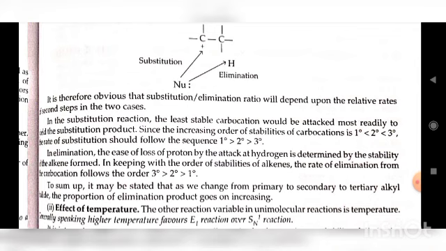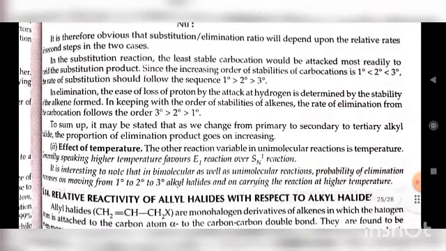In substitution reactions, the least stable carbocation would be attacked more readily in the substitution process, since the increasing order of stability of carbocations is primary, the least stable, then secondary, and then tertiary, the most stable. The rate of substitution should follow the sequence primary highest, then secondary, then tertiary lowest. In elimination, the ease of loss of a proton by the attack on hydrogen is determined by the stability of the alkene formed. In keeping with the order of stabilities of the alkenes, the rate of elimination from the carbocation follows 3° greater than 2° greater than 1°.